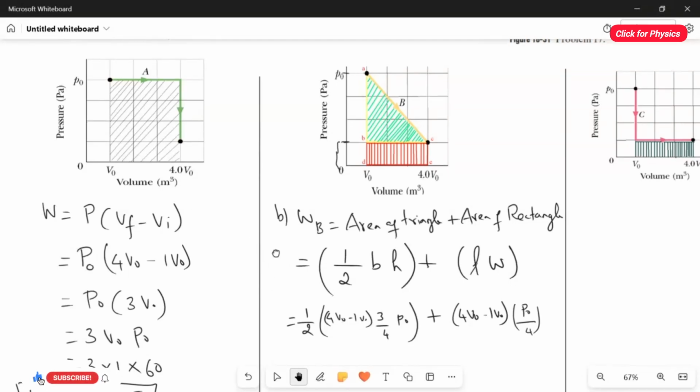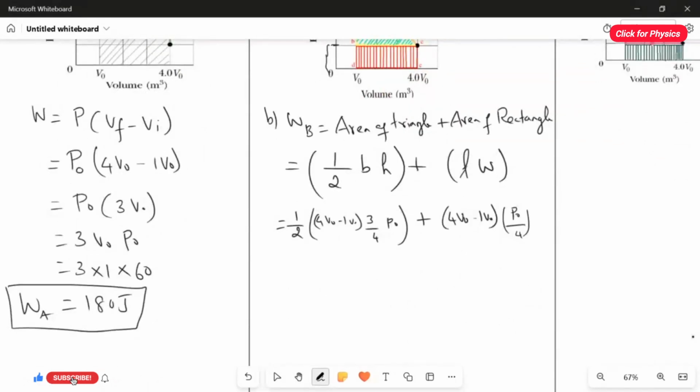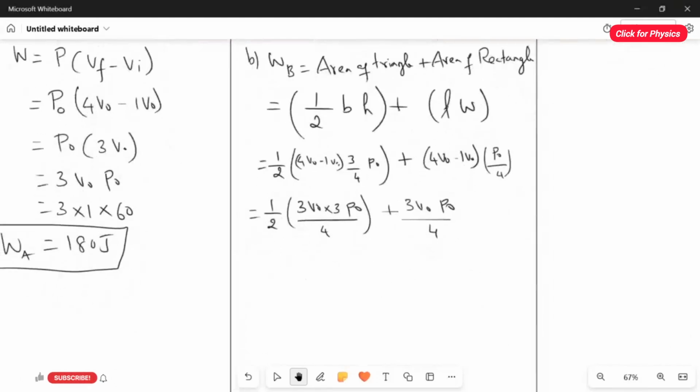So let's solve this part. What you will get for the area of the triangle here is 1 over 2 times 3 V naught, because 4 V naught minus 1 V naught is 3 V naught, multiplied by 3 P naught over 4. And here you will get 3 V naught P naught over 4, right? We can still simplify this part. Because the top is a multiplication form, we can write 9 V naught P naught over 8, because 2 multiplied by 4, plus 3 V naught P naught over 4.